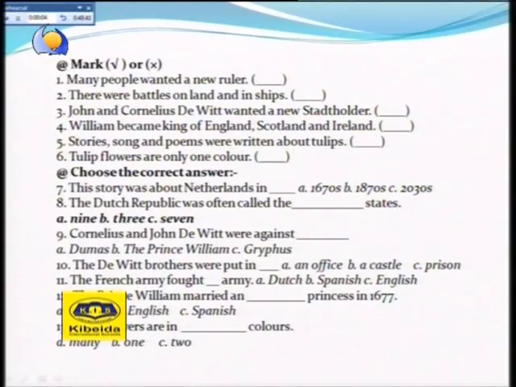Many people wanted a new ruler. True or false? Yes, that's true. There were battles on land and in ships. True. John and Cornelius DeWitt wanted a new stadtholder.